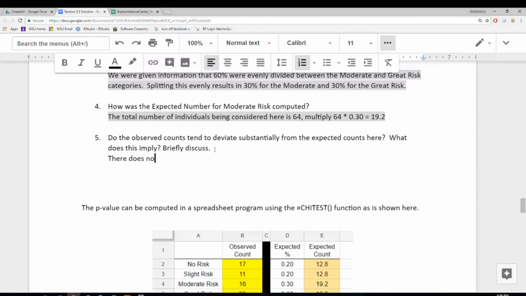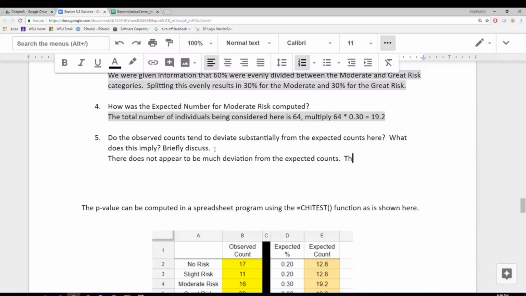There does not appear to be much deviation from the expected counts. What does this imply about the situation here?